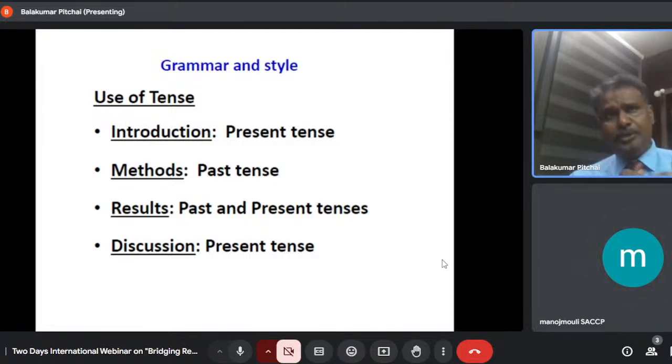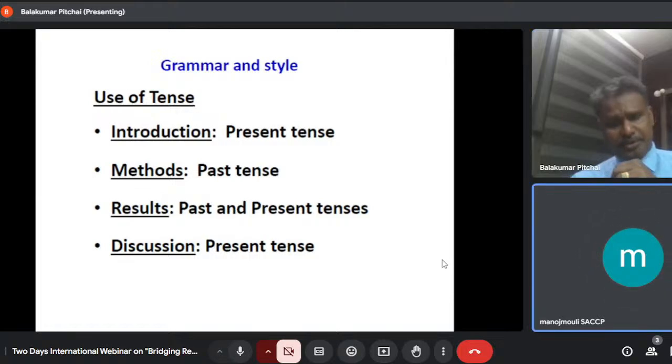And also use active voice rather than passive voice throughout the manuscript. This experiment has been performed. No need, we carried out or we performed. So simply, I eat mango, active voice. The mango is eaten by me. Unnecessarily 6 words, 3 words are extra. You are not supposed to use passive voice, use active voice.